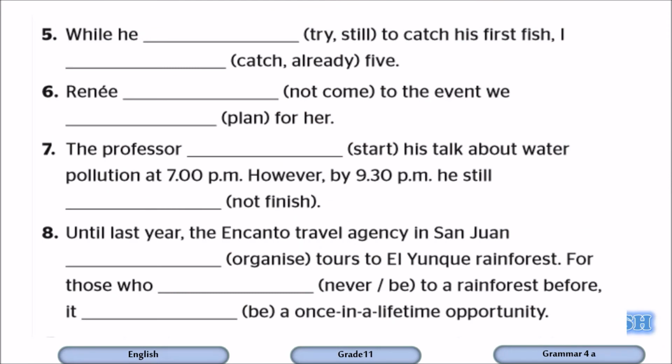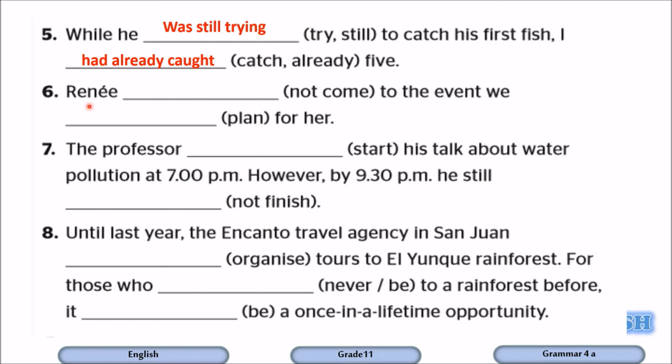Number 5. While he tries, still, we have the keyword here between brackets, still, to catch his first fish, I catch already 5. So try to think which one happened first. His still and already. So "already" means this is the first action that happened first. So while he was still trying, because he didn't finish, I had already caught. Be careful, this is an irregular verb and you have to memorize the irregular verbs.